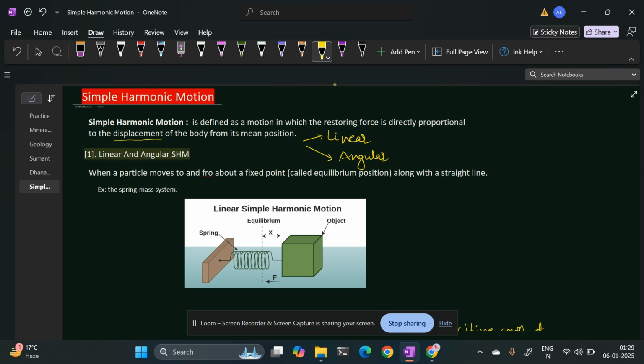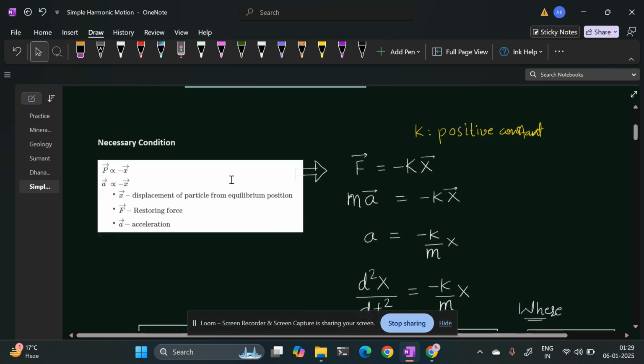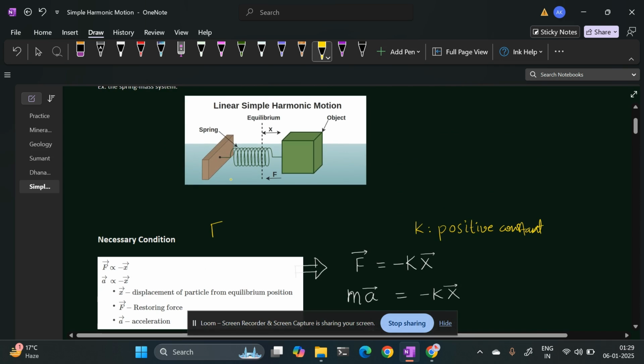For example, we can see a spring mass system, when a spring is equipped with a block, and we slightly displace the block, there arises the case of linear SHM. So there are some necessary conditions for simple harmonic motion. Firstly, the restoring force is directly proportional to the negative of displacement. Why negative? Because restoring force is always directed opposite to the displacement.